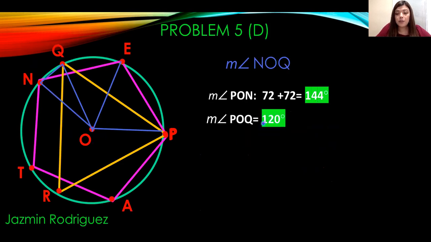And we already determined that our angle POQ, which is the central angle of our triangle here, is 120 degrees. And all we do now to find this angle, because remember, we're trying to find out what this angle is, you take the big angle, PON, and you subtract POQ, and that'll give us this right here. And when we do that, we do 144 degrees minus 120 degrees, and we get 24 degrees.